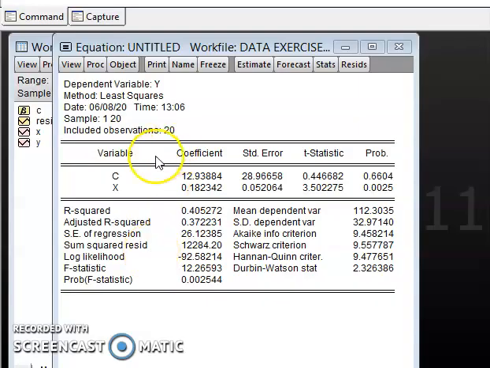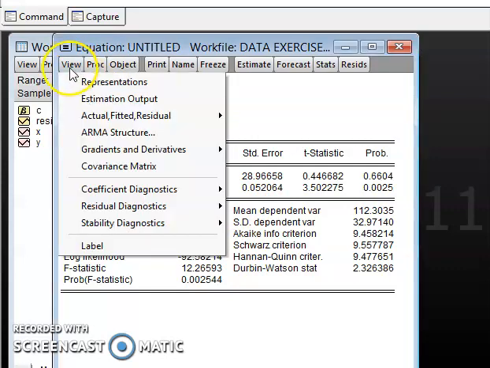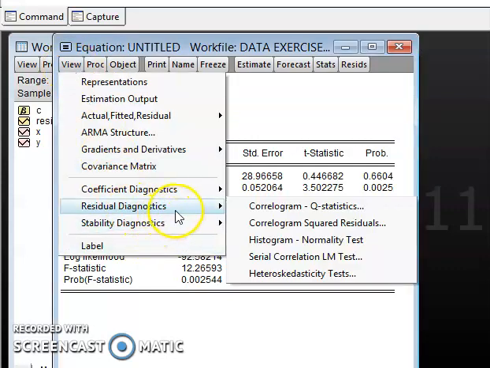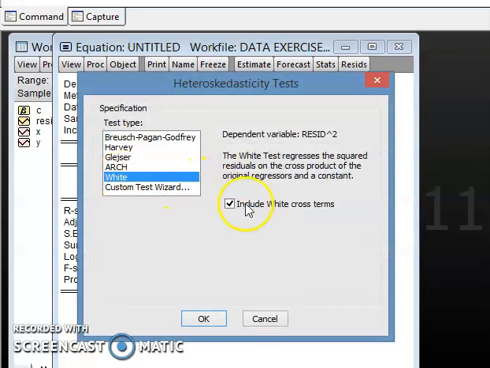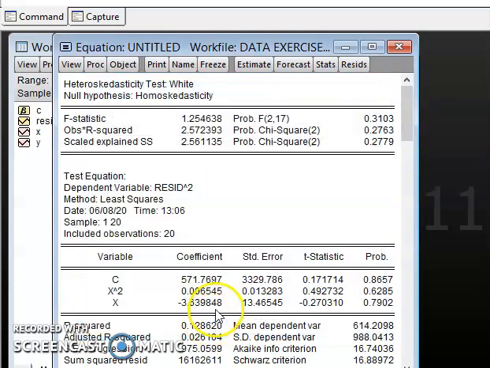So here in EViews, again, suppose you're using the data on consumption and income, and then you regress Y on X, and then you have this estimation output. Then you can click View again, go to Residual Diagnostics, and go for the Heteroscedasticity Test, and then you can choose White. Include cross terms, so you're okay.